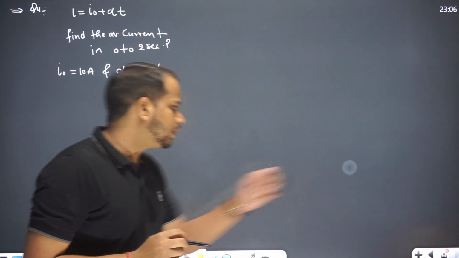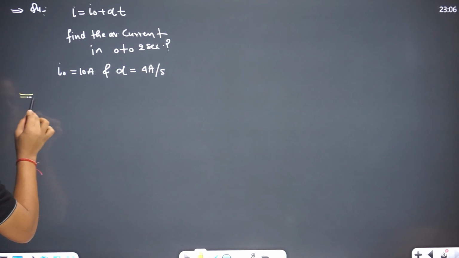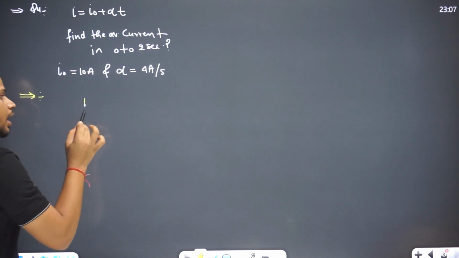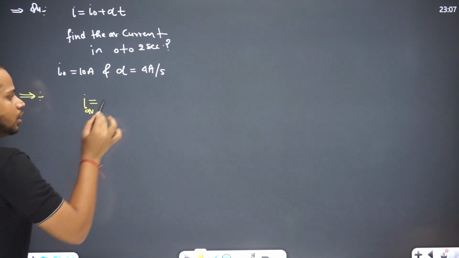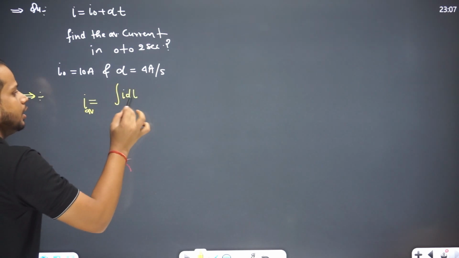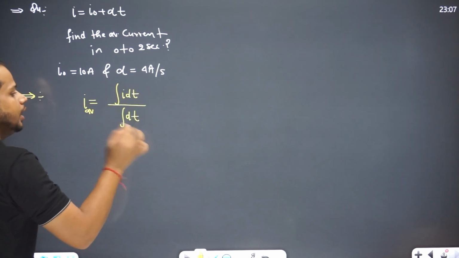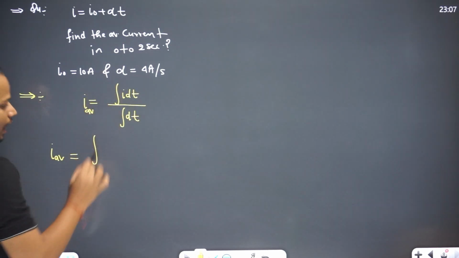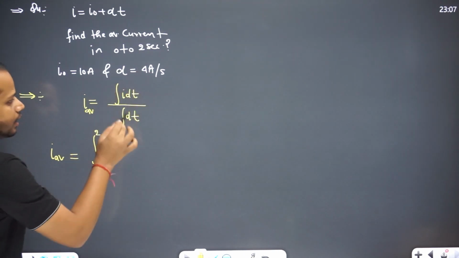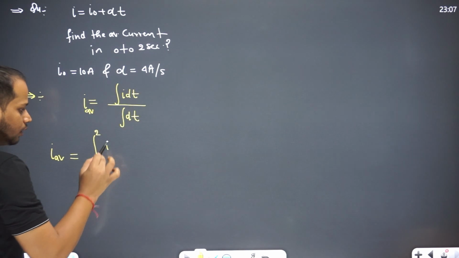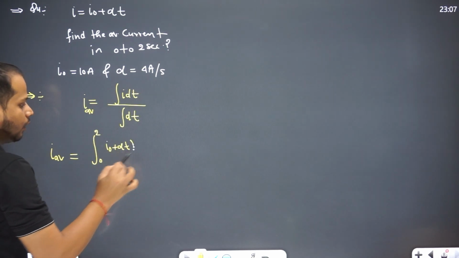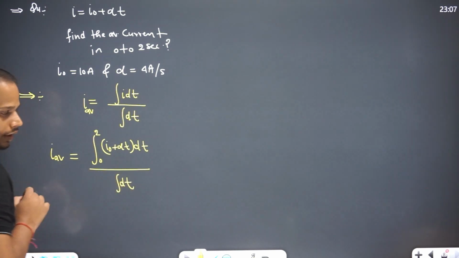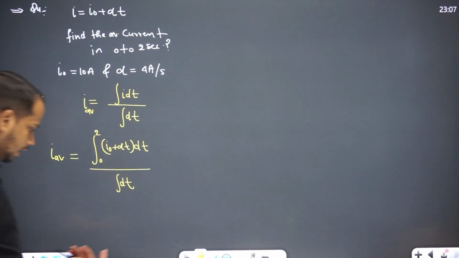So let's see what we will do in this. This is I naught and this is alpha. So I average is integration I dt upon integration dt. The time is 0 to 2, and I is I naught plus alpha t, so it is integration of I naught plus alpha t dt, upon integration dt. Integration dt means the total time.